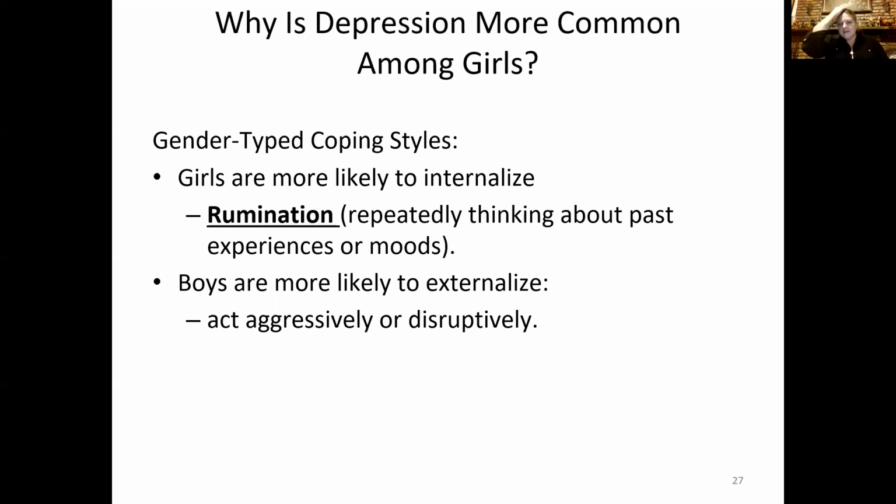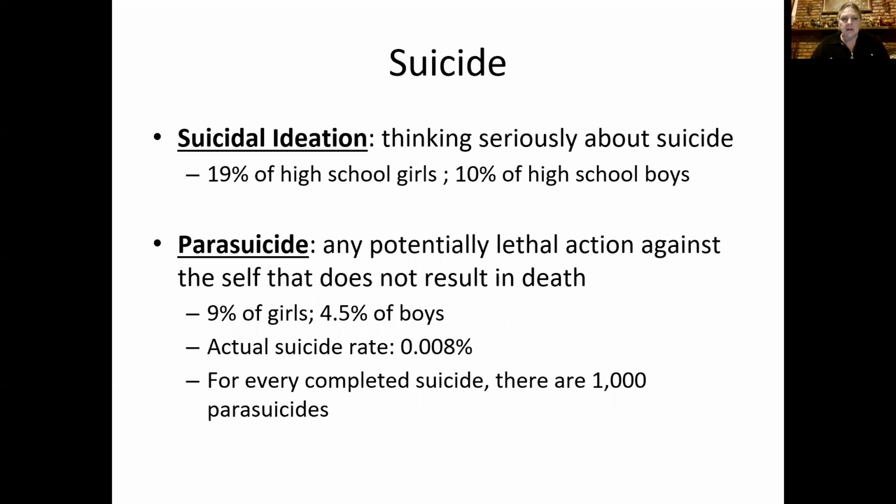And rumination means that you repeatedly think about past experiences or moods. You repeatedly go over things in your head over and over. Females have a tendency to do that more than males, according to a lot of the research. Boys are more likely to externalize. The girl may be thinking this over in her head over and over again, where a guy is just going to go punch somebody. So boys are more likely to externalize and act aggressively or disruptively. And these are just patterns that are the majority. There are always exceptions to these things.